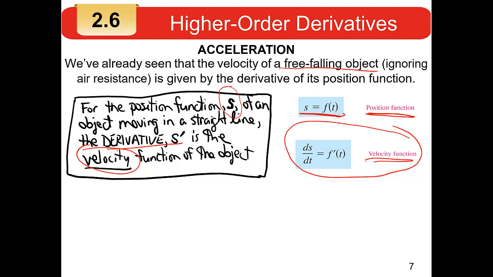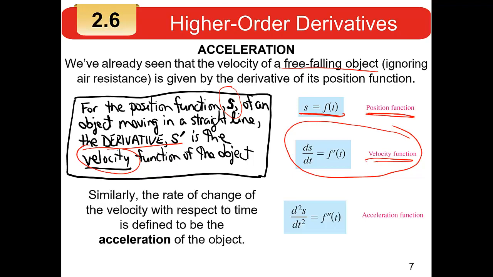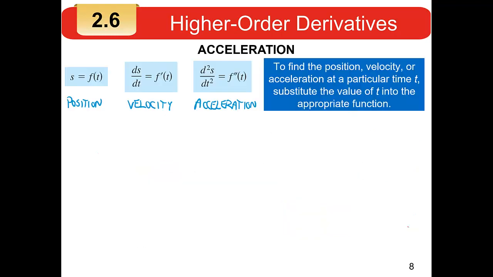We already learned that. Here we're adding another physics fact, and that is if you take the rate of change of the velocity with respect to time, that's the derivative of the velocity, you get the acceleration. In other words, if you start out with a position function f of t, the first derivative is the velocity, the second derivative is the acceleration of the object. Let's apply that.